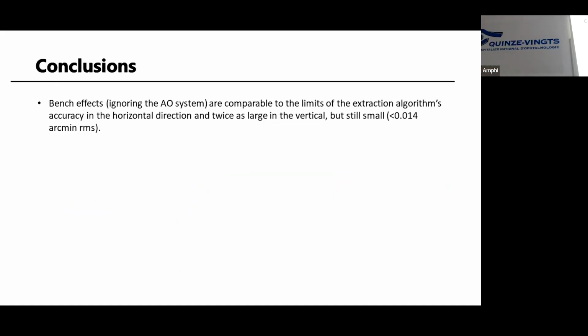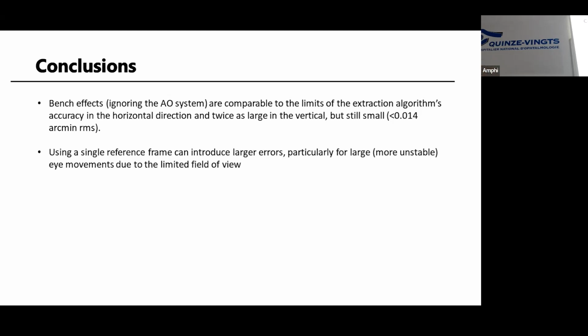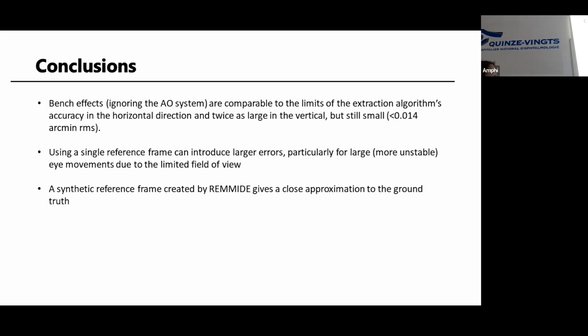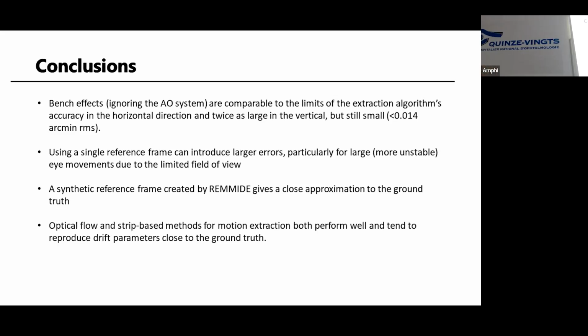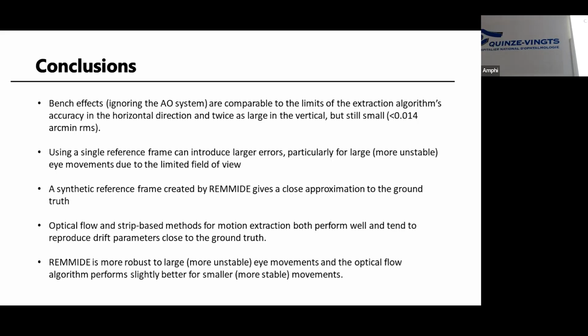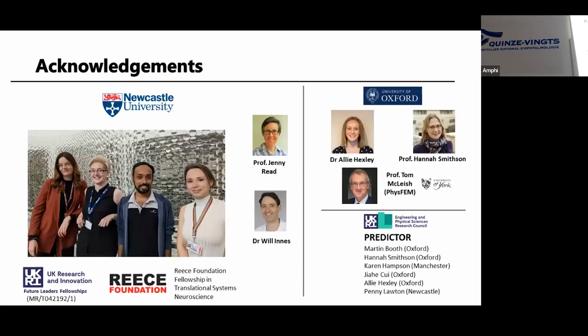Okay, so just to sum up, we were slightly worried about bench effects, but we've been reassured that actually these are very small and unlikely to infect any inferences we might make about the eye movements that we're measuring. A single reference frame can introduce large errors, so if you can avoid it, that's best. Remedy produces a very good synthetic reference frame, which is a very good approximation to the ground truth, and both methods perform well and tend to produce drift parameters that are close to the ground truth. Remedy is more robust to large eye movements, but at the expense of slightly less good accuracy at the more stable movements.